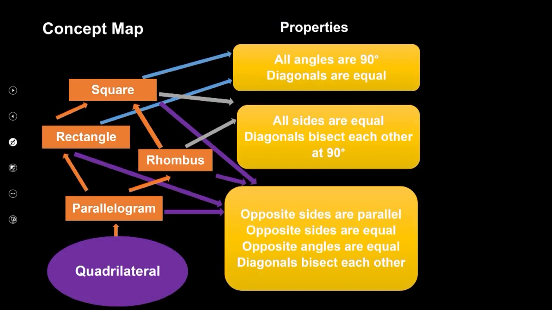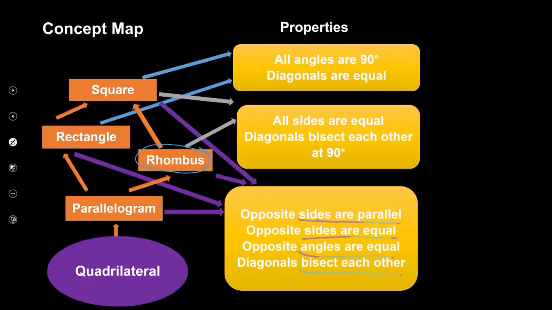Now, with all that being said, it means that we can now try and look at a rhombus to be classified as one. It has opposite sides that are parallel. It has opposite sides that are equal. It has opposite angles that are equal. It also has diagonals that bisect each other.